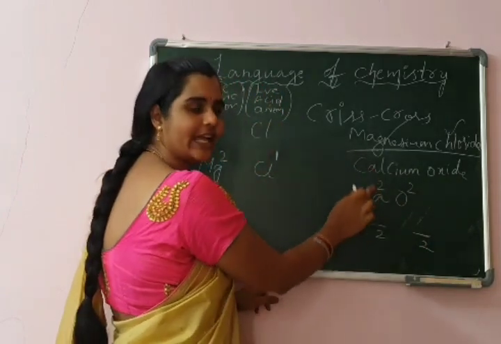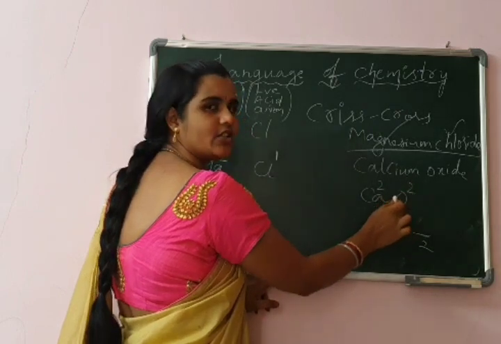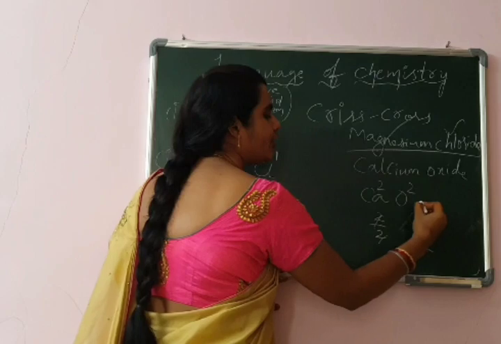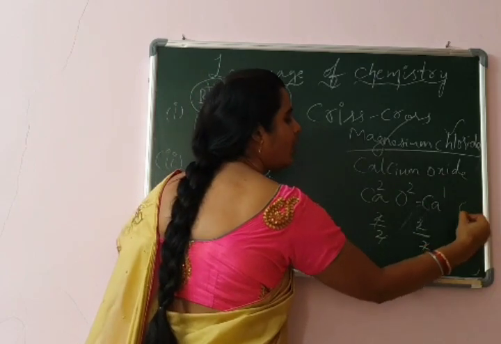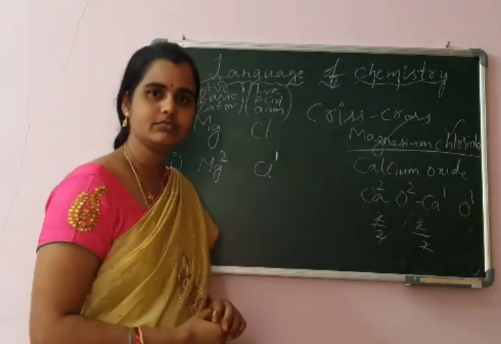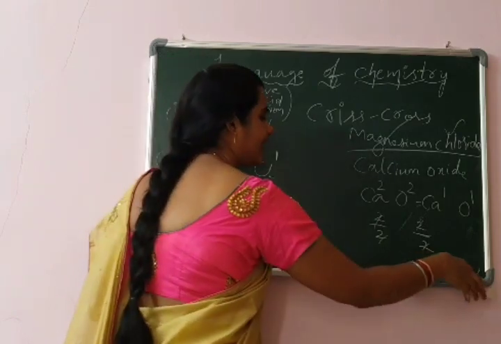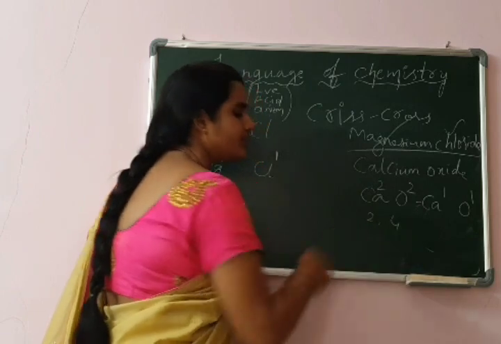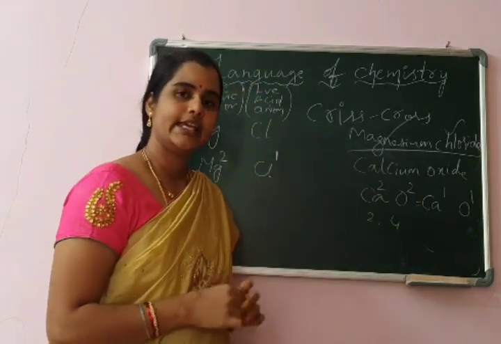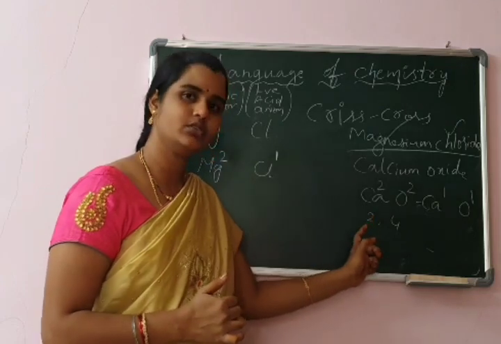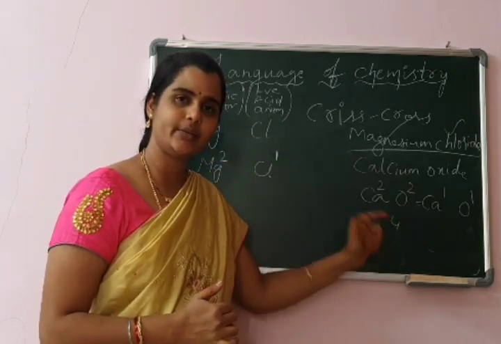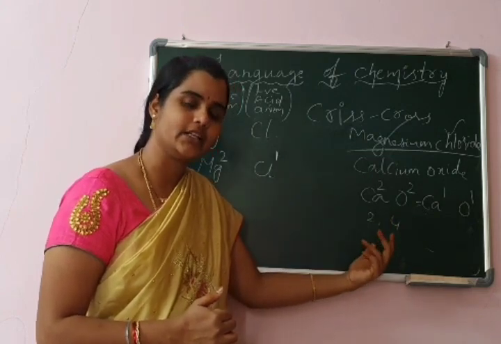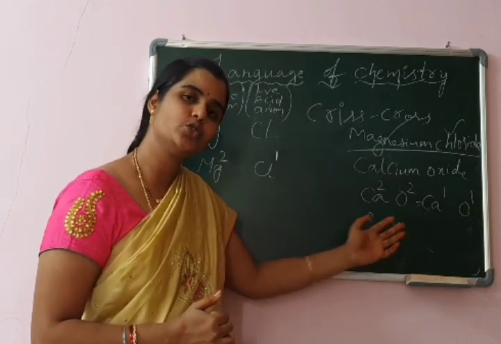What is the valency of calcium? 2. Valency of oxygen? 2. So 2 ones are 2, 2 ones are 2. Here you will get calcium 1, oxygen 1. Now if you take elements with valencies 2 and 4, here 2 2s are 4, and 4 is divisible by 2. So here you have to divide by the highest common factor. What is the highest common factor among 2 and 4?